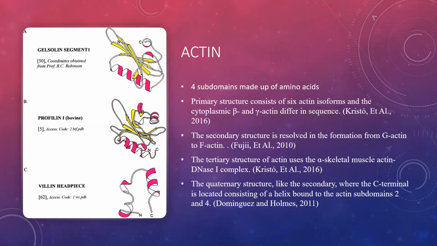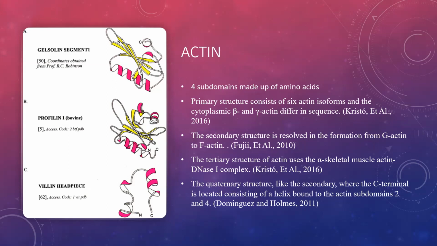The secondary is where all of the G-actin structures are resolved by refinement, and modeling takes place in these structures, such as the alpha helix and beta structures and loops. Then we have the tertiary, which uses the alpha skeletal muscle actin DNase 1 complex, and that is determined to show minor differences in structure by the alpha actin gelsolin segment 1, and then the beta actin profilin, at the interfaces with the actin binding proteins.